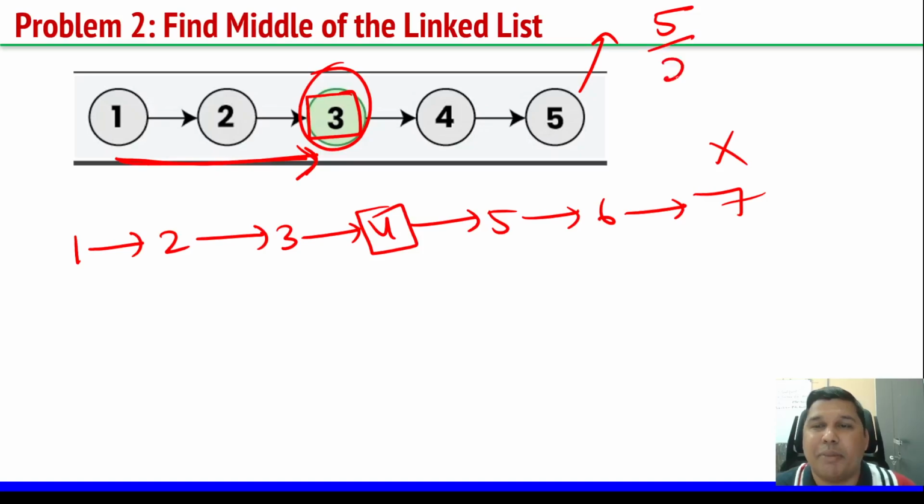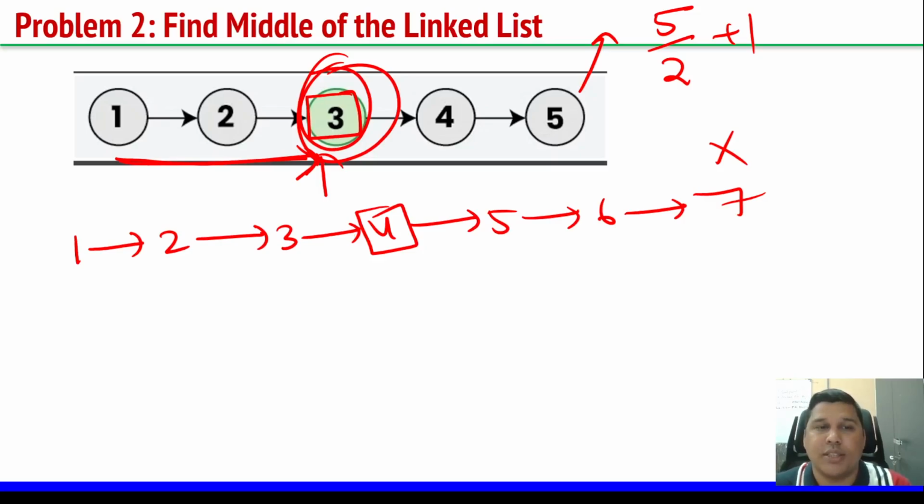5 means 5 by 2 plus 1, if I do that, I am getting the middle element. 7 means 7 by 2 plus 1, if I do that, I get the middle element. Because it is an odd number, we are assuming the odd number case, right? So you have to reach 50%. You have to traverse only 50% of the list. Then you will get the middle element.